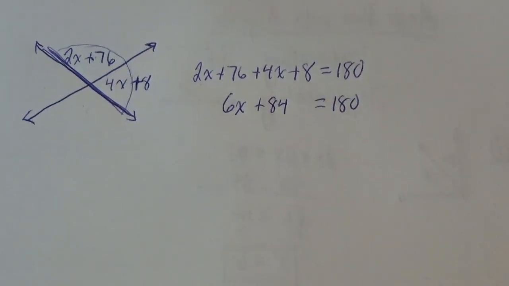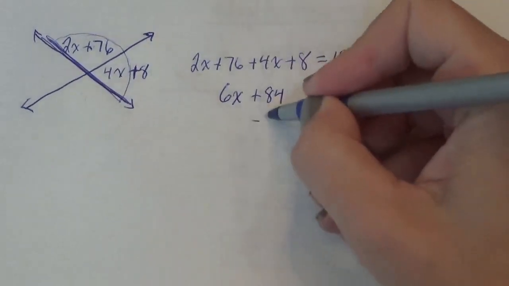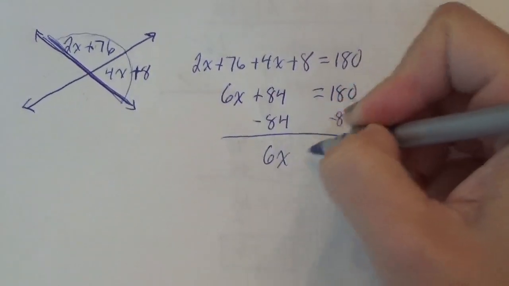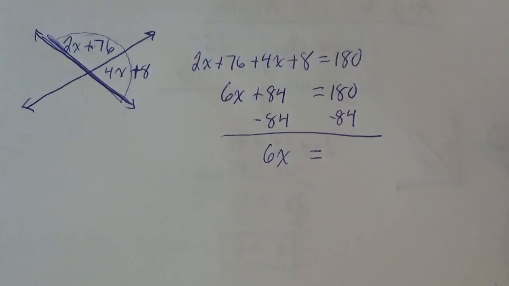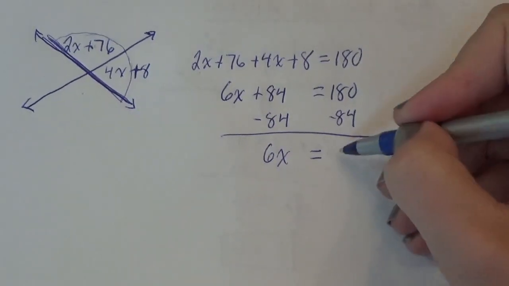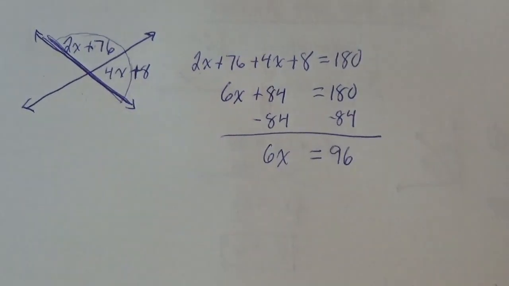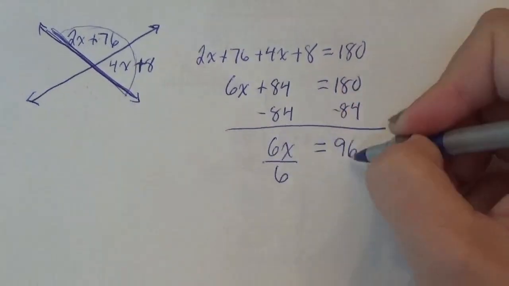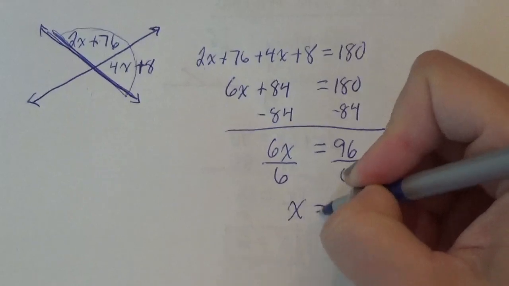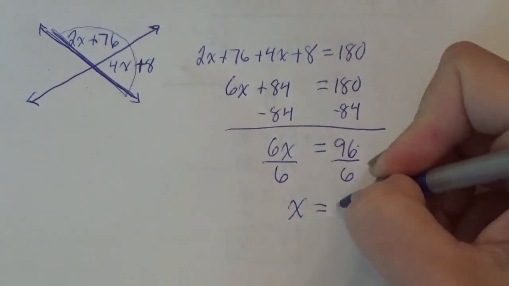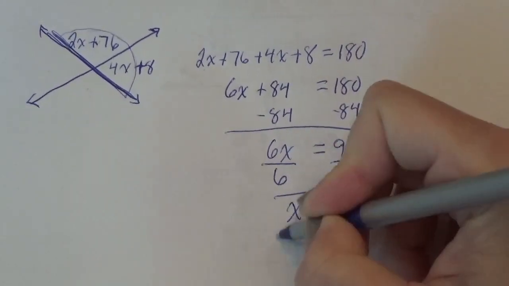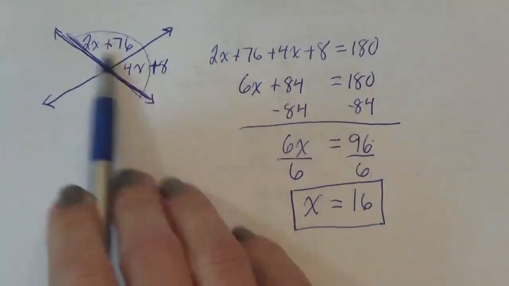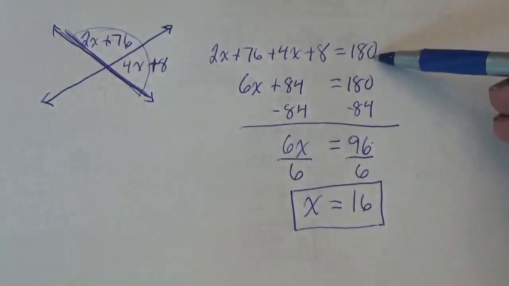Now it should just be a normal 2-step. So get rid of the 84, subtract it. So 6x equals, that'll bring us down to 96. And how do we get x by itself? We divide by 6. 96 divided by 6 is 16, and we are done. Okay, so watch out for this picture. If they're next to each other, that still adds up to 180.